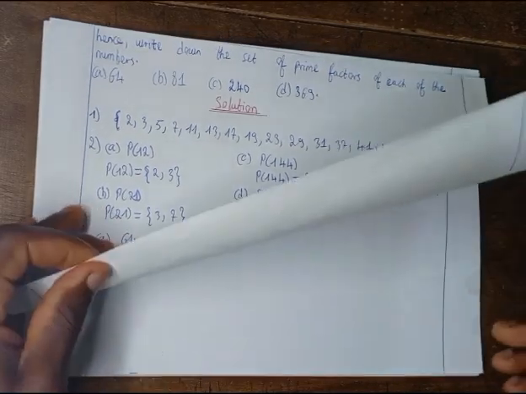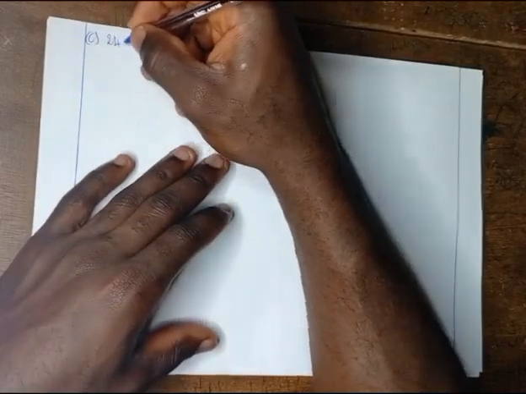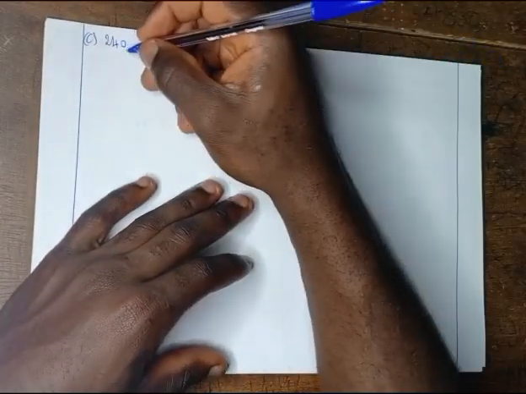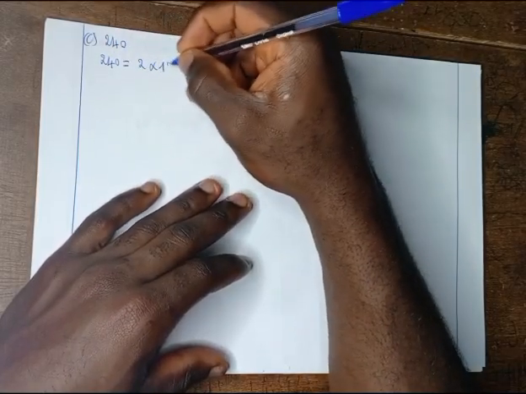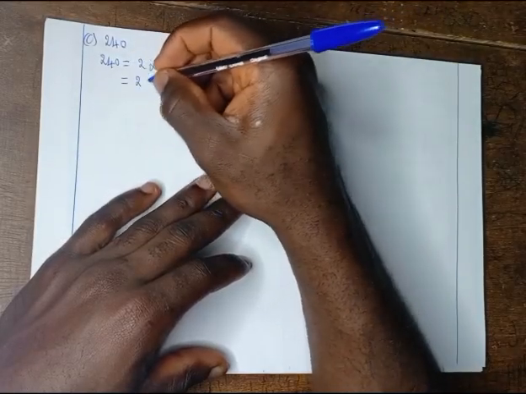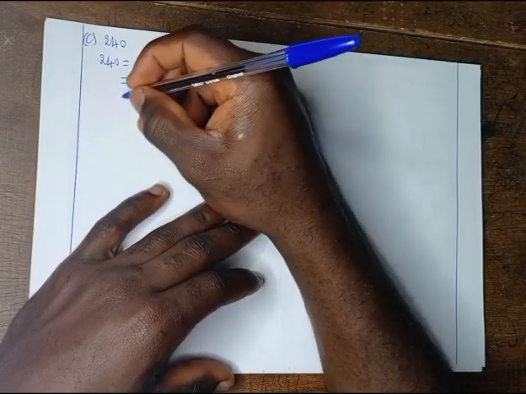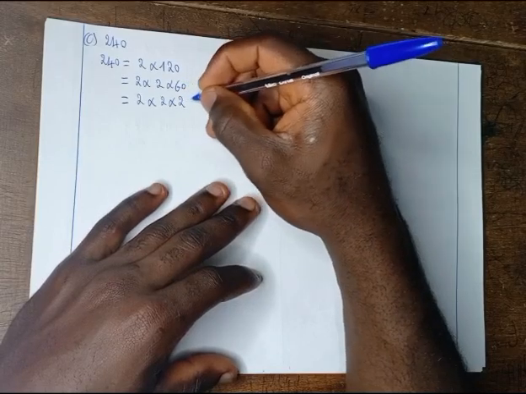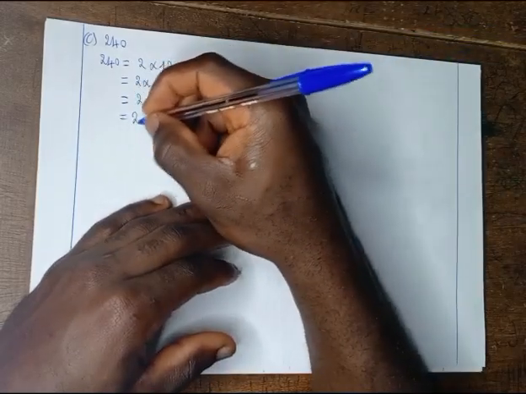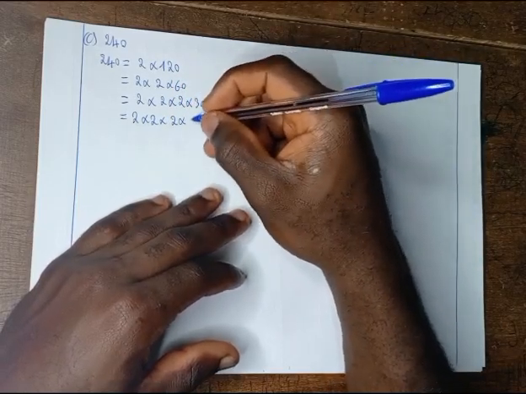Next, now we go to question C. For C, we have the number 240. If we divide 240 by 2, it gives us 120. So 240 is simply equal to 2 times 120. This will be equal to 2 times 2 times 60. This will be equal to 2 times 2 times 2 times 30.